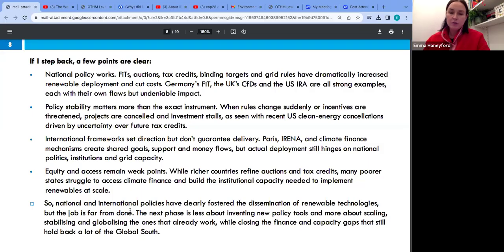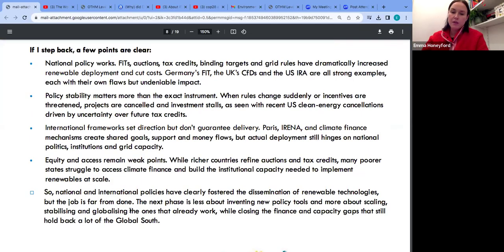We need to obviously have an understanding that for some countries that don't have access to finance to invest in green technology, we may need to offer them some support. National and international policies have clearly fostered the dissemination of renewable technologies, but the job is far from done. The next phase is less about inventing new policy tools and more about scaling, stabilising and globalising the ones that already work, while closing the financing and capacity gaps that still hold back a lot of the global south.